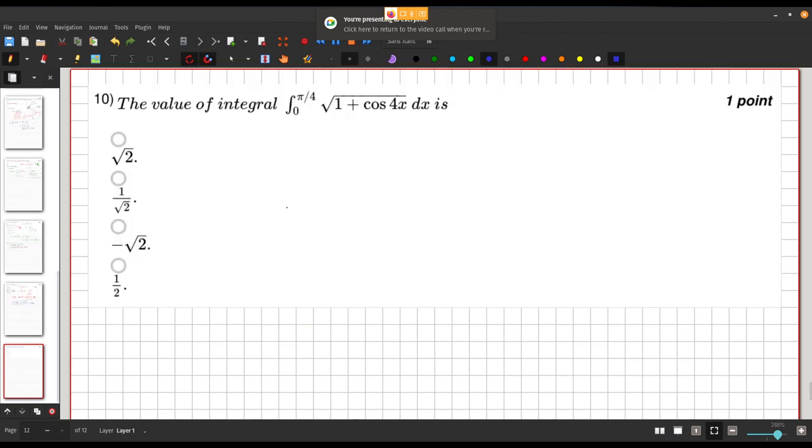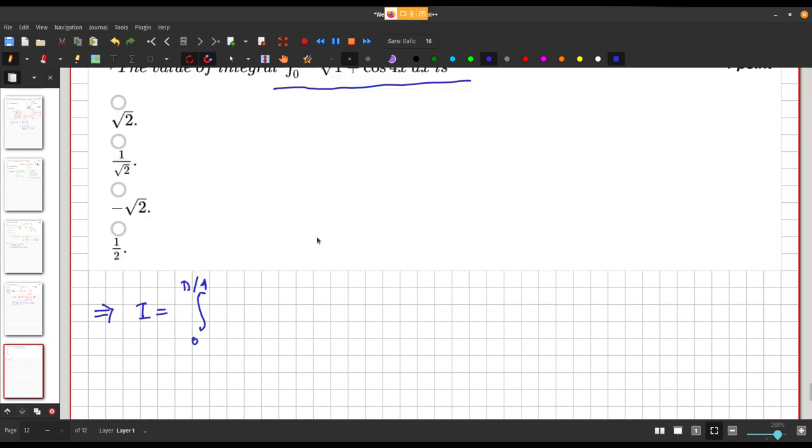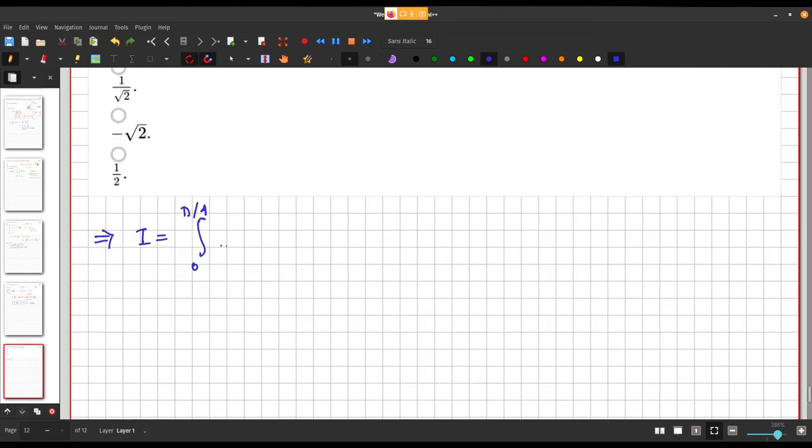So in this problem, again, we have to find the integral value of this integration, and let's see how we can do this. So the integration is given by I equal to the integral from 0 to pi by 4 of root over 1 plus cos 4x dx. Now we can use a simple trigonometric formula here.